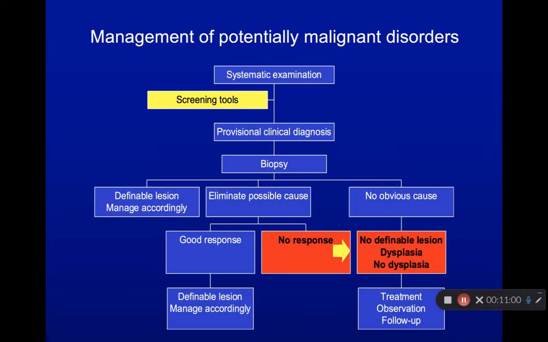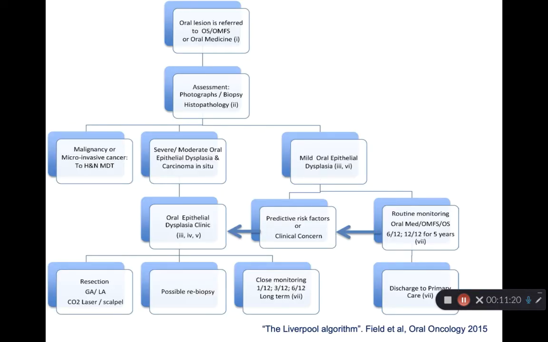Once we've got the biopsy, we work through this in terms of working out whether it is something that's a definable cause or not, eliminating possible causes, and if there's no cause, we're into this area of leukoplakia, erythroplakia, and the presence of dysplasia becomes the defining feature which essentially determines what happens from here on. So this is an algorithm which has come from the head and neck group in Liverpool, which essentially gives you an idea of what might happen to the patients once they actually have their dysplasia diagnosis. And so you can see the routine at the top here from referral, assessment, biopsy, and so on.